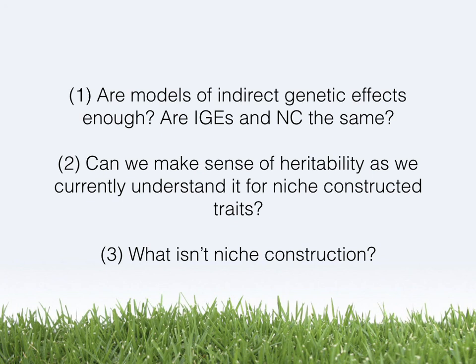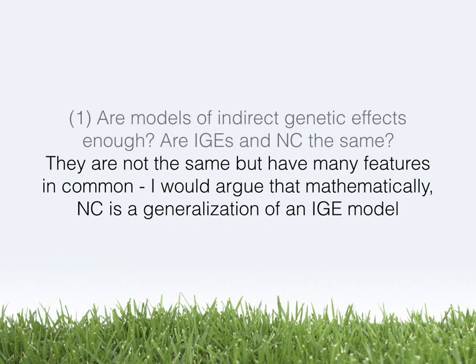So the first question is, are models of indirect genetic effects enough? Do we, in fact, need new modeling to describe niche construction in this framework? So they're not the same. They do have many features in common, and I'd argue that actually mathematically the niche construction model is a generalization of an indirect genetic effects model. So to the extent that we can improve our understanding of the niche construction model, we'll also improve, I think, our understanding of indirect genetic effects.